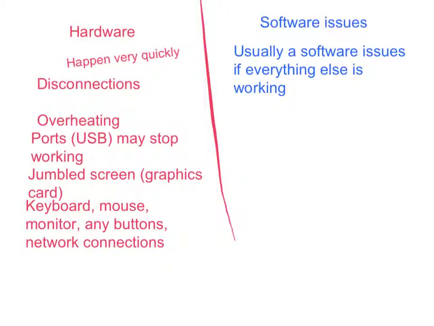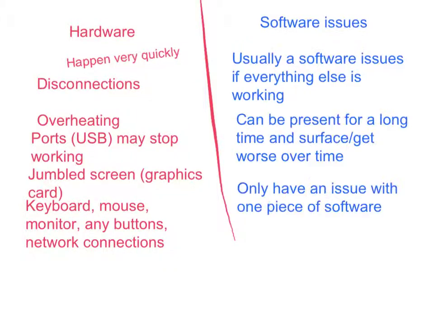So if everything on the computer is working, even if it's working slowly, usually it is a software issue that you have. Software issues can be present for a long time but not actually surface. You can't actually see that they're there until a certain scenario occurs. And there may only be an issue with one piece of software. For example, you may think your keyboard is not working because it's not typing in Microsoft Word. But if you were to load up the internet and type into Google, you would see that obviously your keyboard is working and it is a software issue with Microsoft Word.